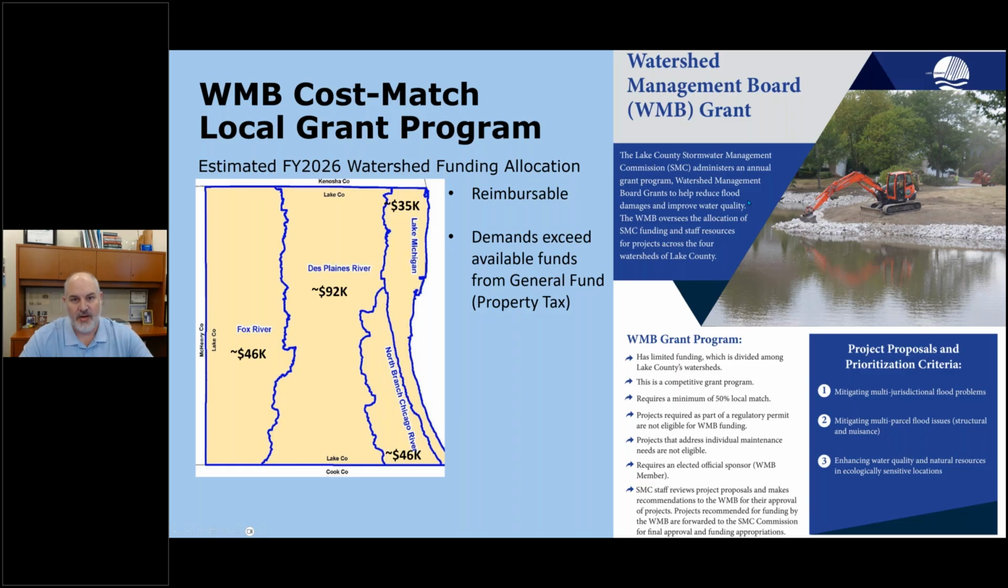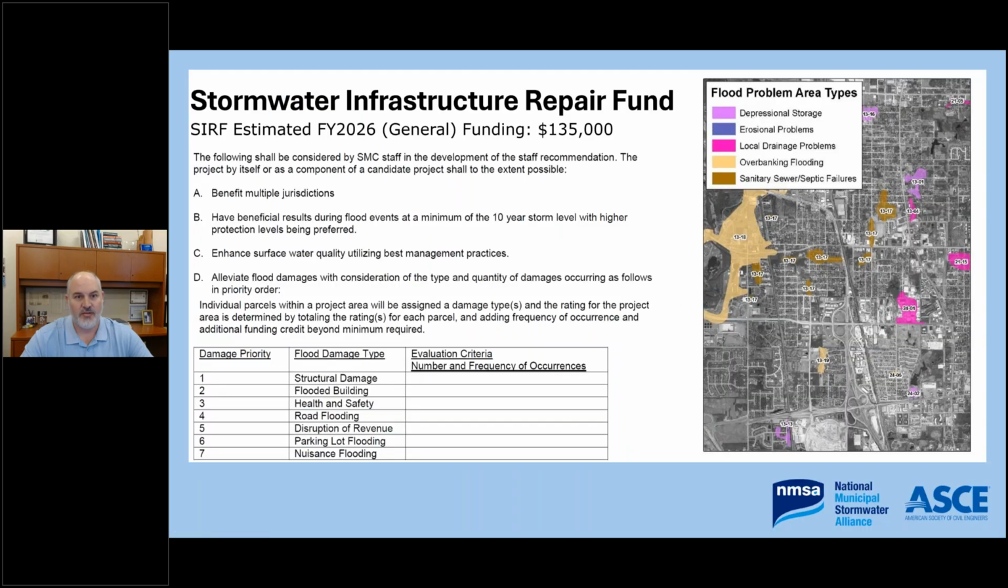So the WMB program, we've had that for about 30 years. This is our SURF program, our Stormwater Infrastructure Repair Fund. This has been around for about 20 years. This started really because of drain tiles. And we have a lot of drain tiles in agricultural areas that people thought drain tiles are storm sewers, and they're not.